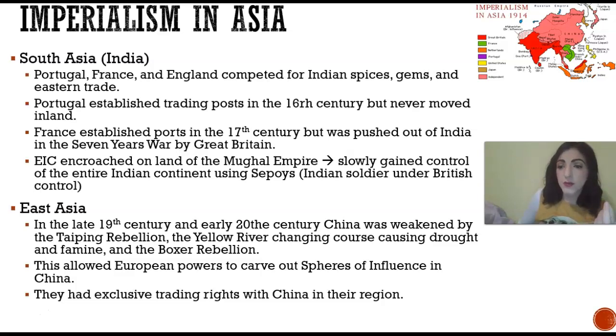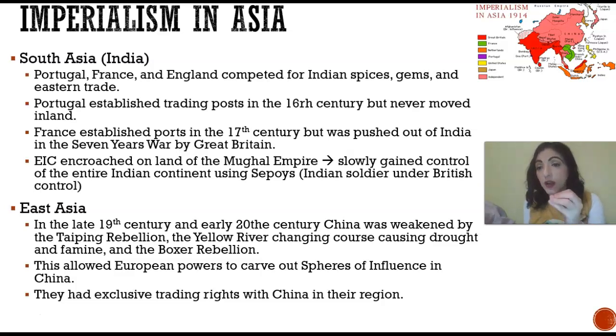Then you have the Boxer Rebellion, which we did briefly talk about with the Empress Cixi. The Boxer Rebellion was named to make fun of the Chinese at the time because, remember, they were supposed to be great martial artists. It was an attempt to kick the foreigners out of China, but they failed. All of these things are going to allow China to become weakened and eventually European powers to become very powerful and carve out these spheres of influence in China. They're going to have exclusive trading rights with China in their region.